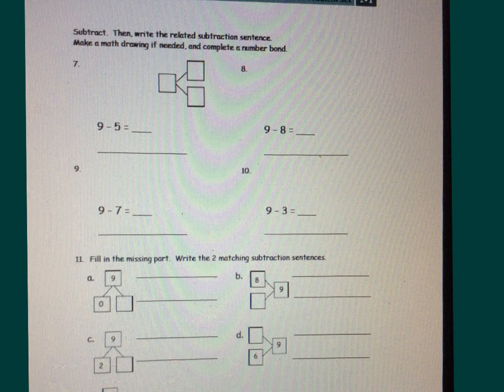So again, if you don't need to make a picture, don't draw one, but you do need to work on finishing up the number bond. And on numbers 11, you'll need to write the missing part and write the 2 matching subtraction sentences, just like you did with the number 10.